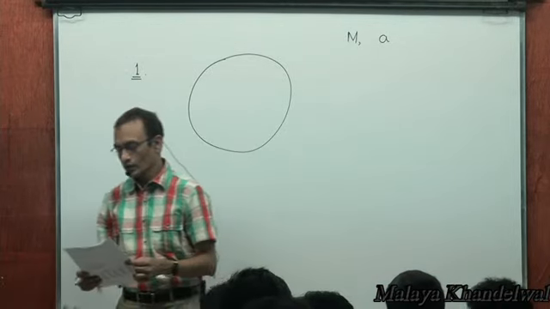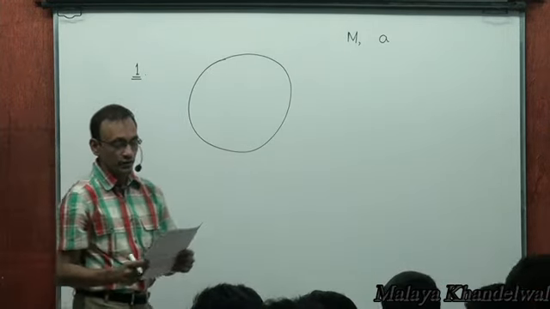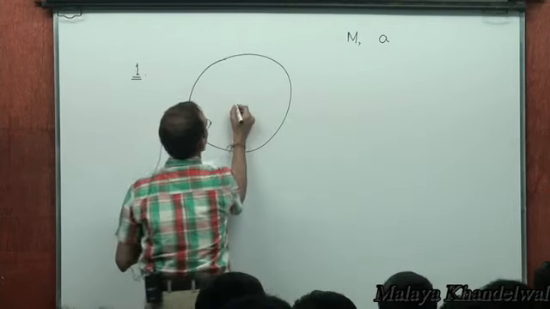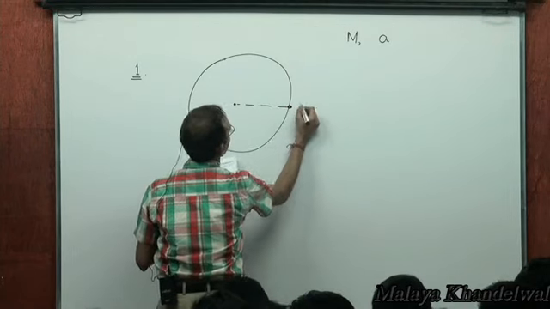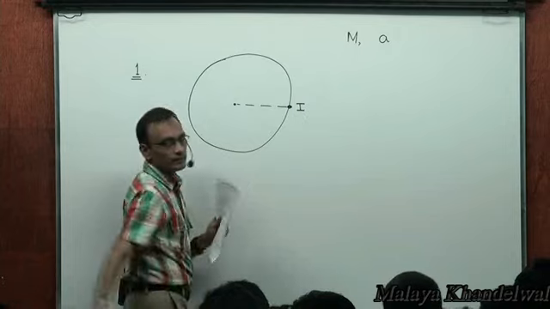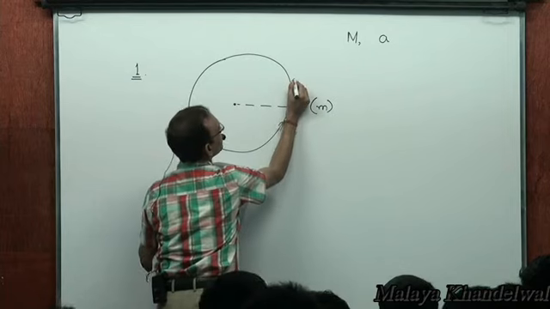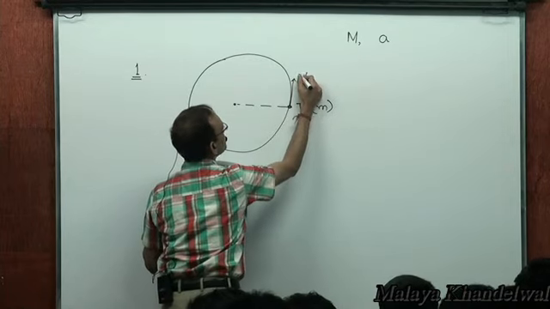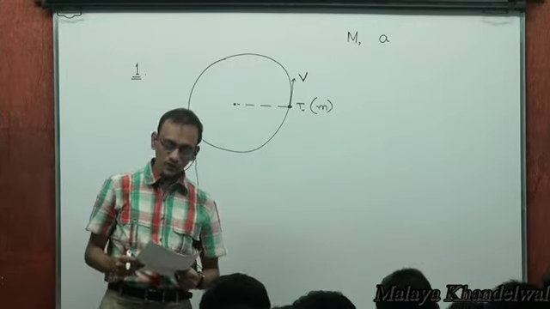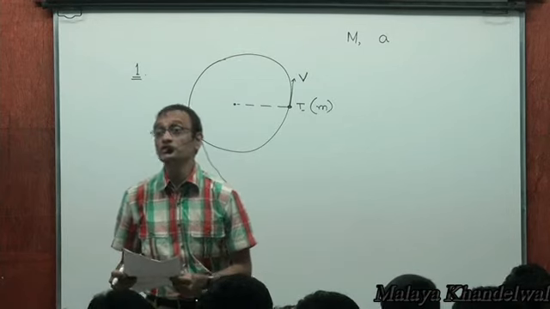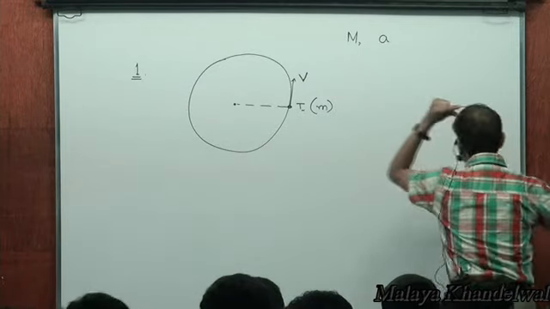An insect of mass small m sitting on it starts crawling on the ring with a constant speed. So this is the center of the ring, and there is an insect I of mass small m, and it starts moving with a constant speed v along the ring, along the circumference. The trajectory of the center of the ring is what we want to figure out.